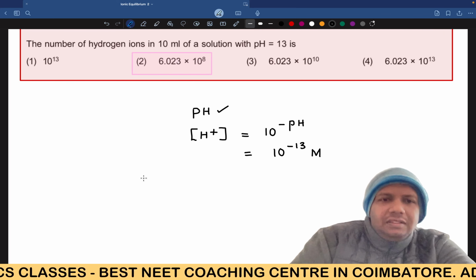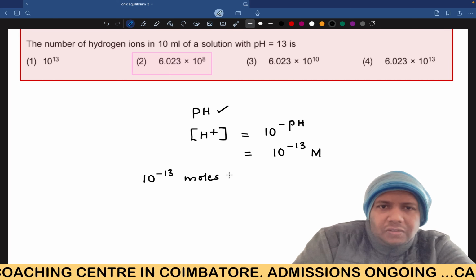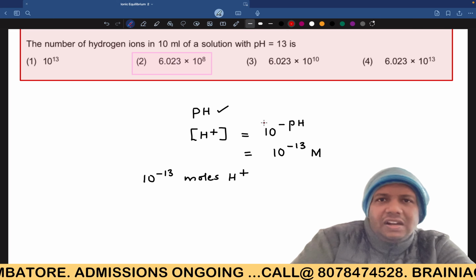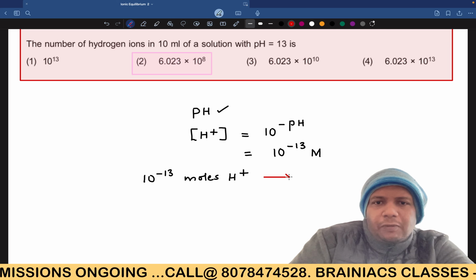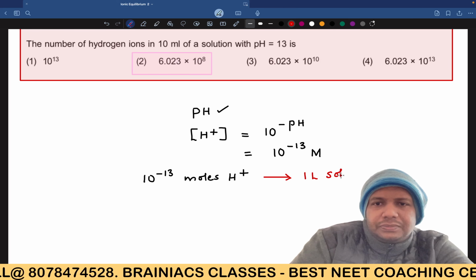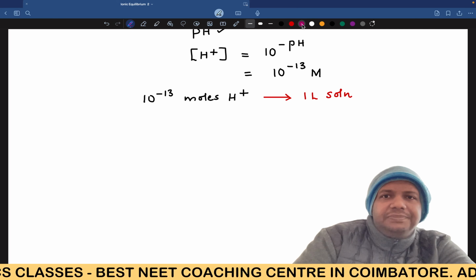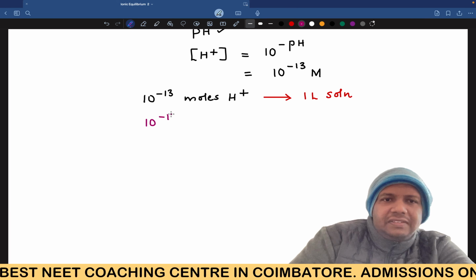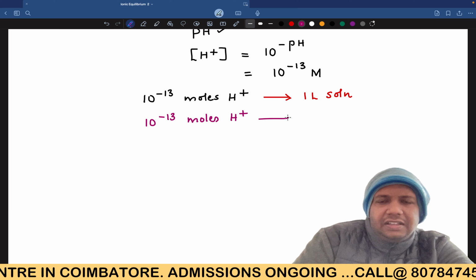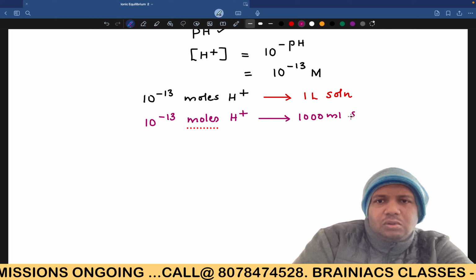So what does this mean? This means that 10 power minus 13 moles H plus is present in how many liter solution? 1 liter. Molar means the number of moles divided by volume in liters. So this is present in 1 liter solution. Correct? Now how can you further expand this? I can say 10 power minus 13 moles H plus is present in 1 liter, you can write it as 1000 milliliter solution.